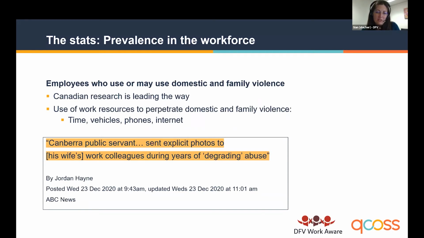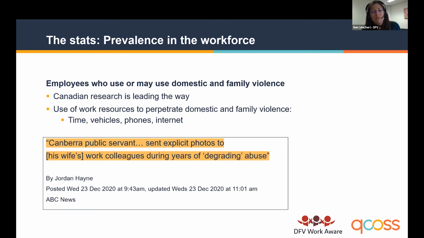And the person using violence abused his wife through her colleagues. So the colleagues were also drawn into this situation as well. So that shows, just in this one example, which is from the end of last year, so quite recent, how domestic and family violence can impact the workplace in multiple ways.